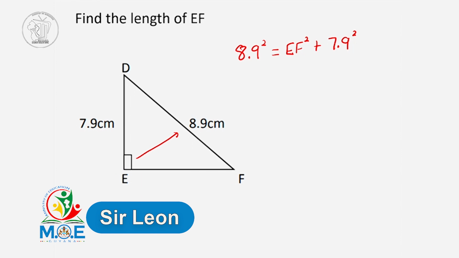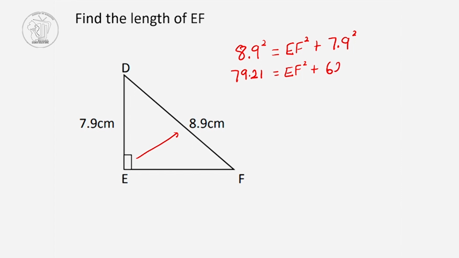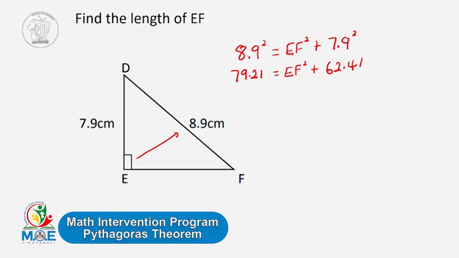When we square 8.9, we will get a value of 79.21. That is equal to EF squared plus, when we square 7.9, a value of 62.41. Then we want to solve for EF. This 62.41 is added, so when we take it over, we'll subtract. So we'll have 79.21 subtract 62.41 is equal to EF squared.